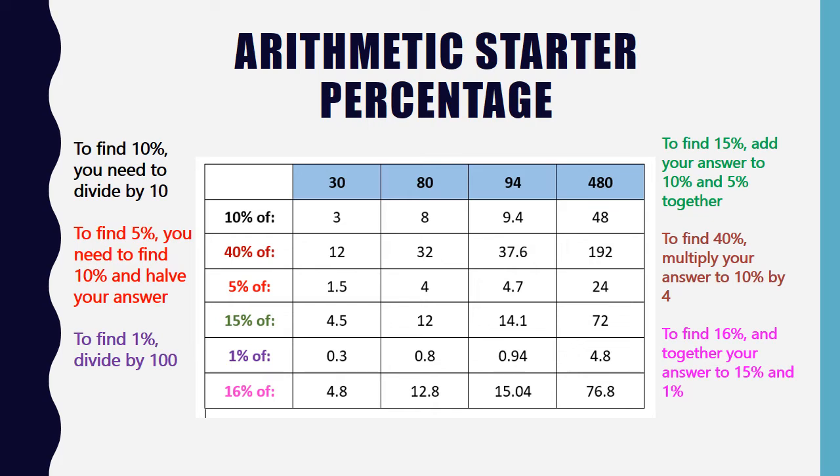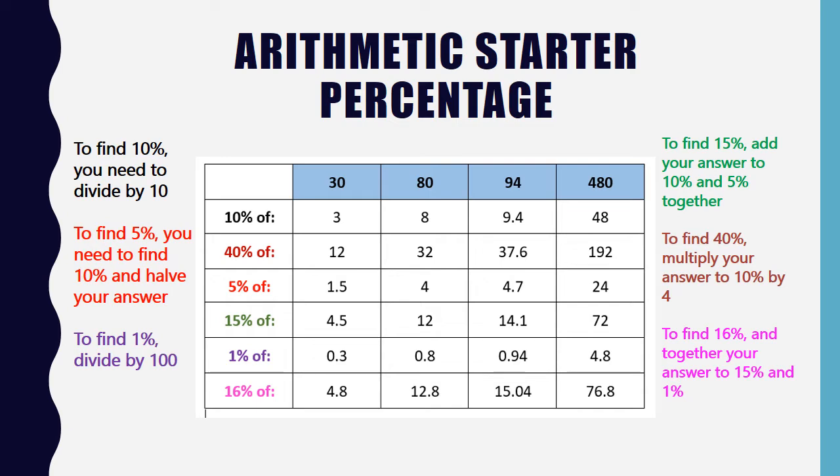To find 1%, we divide by 100. Okay, so to get from 100 to 1, you have to divide by 100. So we do the same. Okay, 30 divided by 100. Well, we know 30 divided by 10 is 3. It can't be that. We need to divide it so it moves 2 decimal places to the right. So our answer there is 0.3.